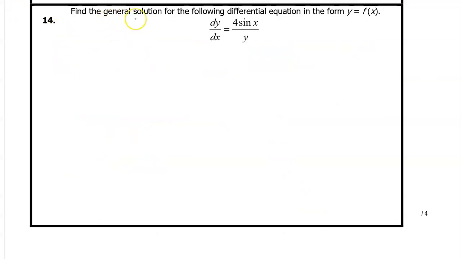Last one, find the general solution for the following differential equation in the form y equals f of x. dy/dx equals 4 sine x over y. This is a separable differential equation, so let's try to get all of the y's on the left side of the equation and all of the x's on the right hand side. A good start would be to cross multiply.